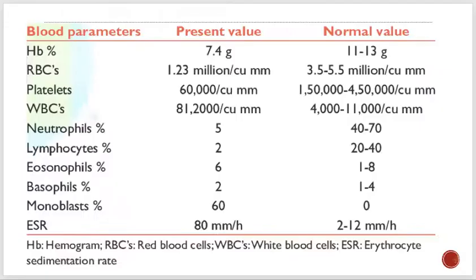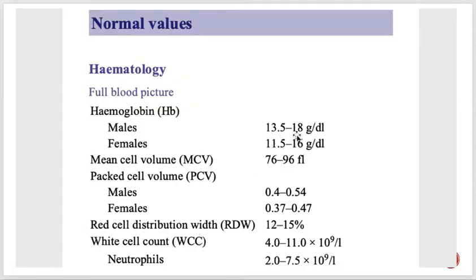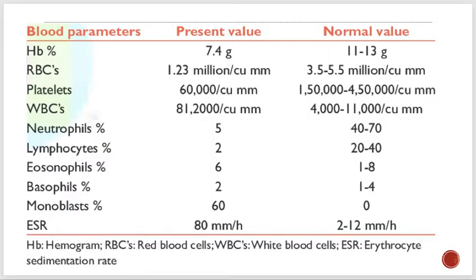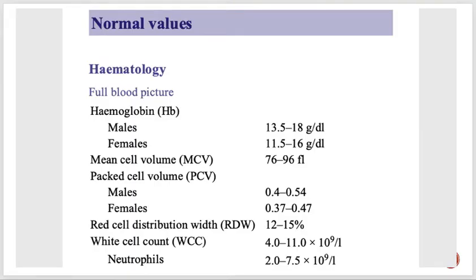One of the things I will show you here, for example, in this one it says hemoglobin percentage. The normal is between 11 to 13. But for example, here you will see 11.1 to 15.9. And here it says 13.5 to 18 in males and 11.5 to 16 in females. So see, these three are different. These two even are different. Same thing with neutrophils.